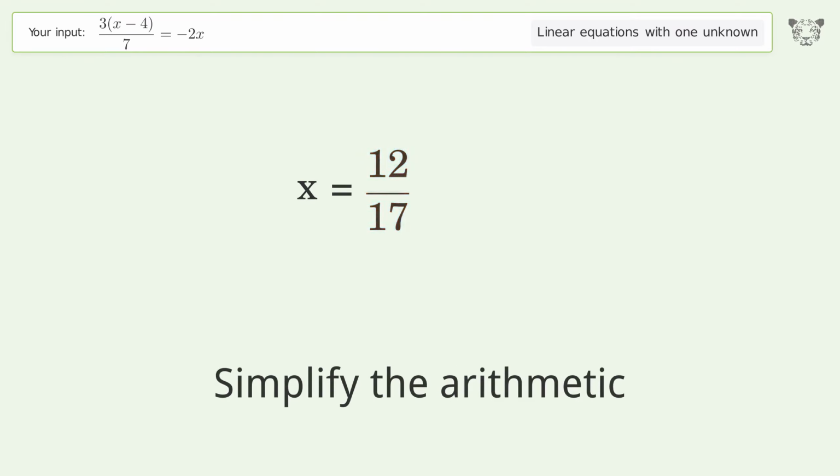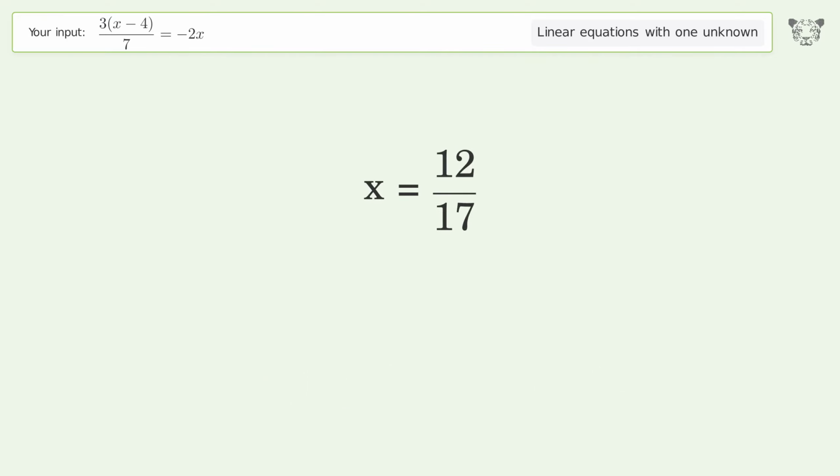And so the final result is x equals 12 over 17.